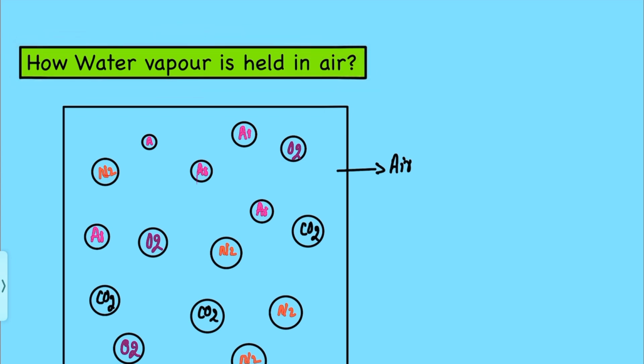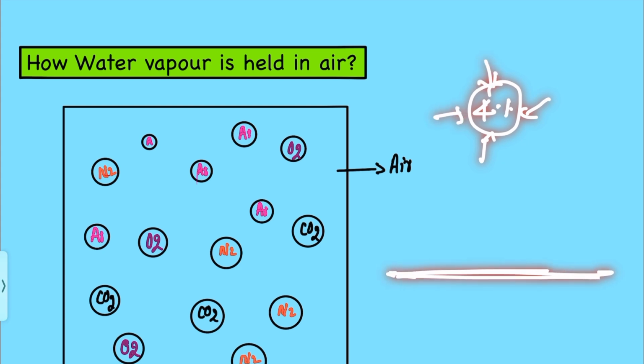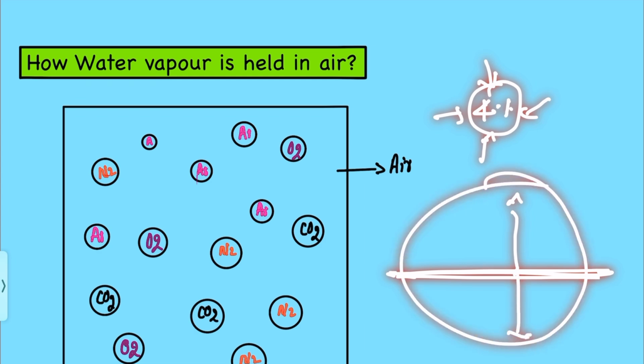So about 4% of air is made up of water vapor. But it is not fixed, it decreases. The highest amount of water vapor is present near the equator, and as you go away from the equator towards the poles, the amount of water vapor in air decreases, right? At the pole, the air is very dry, so the amount of water vapor is very less.